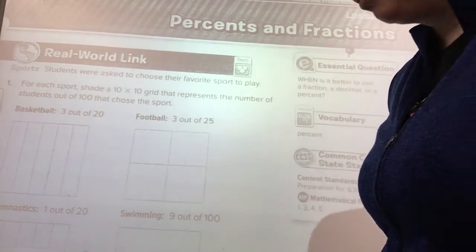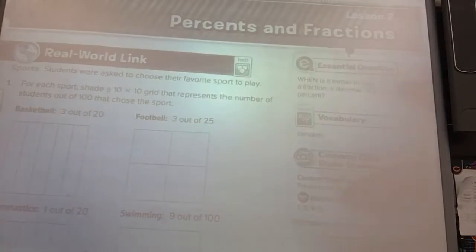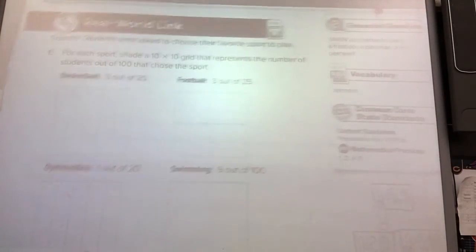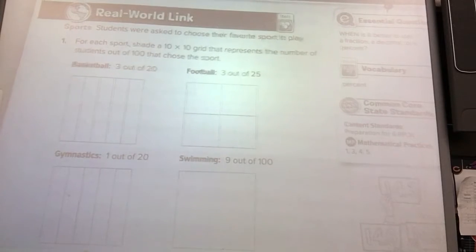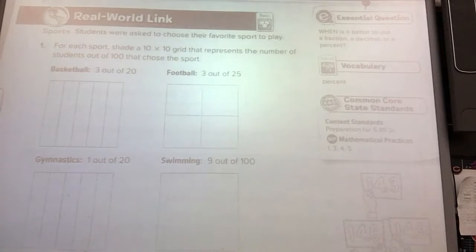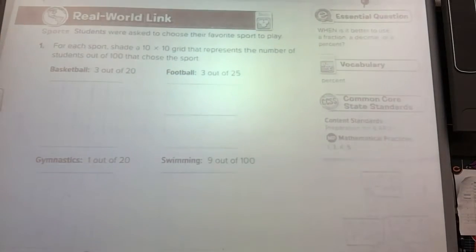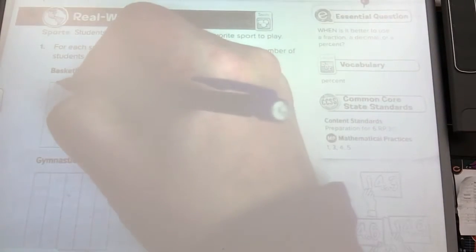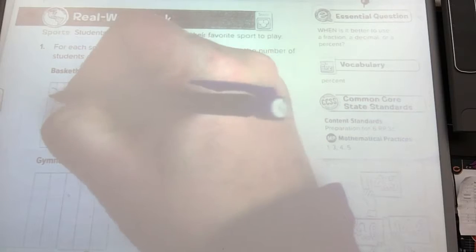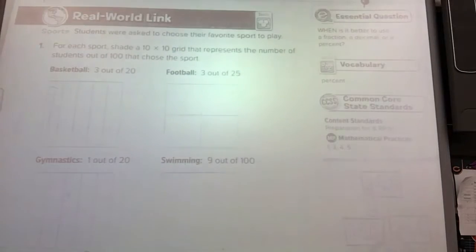We're going to start here with our real world link. It talks about students who are asked to choose their favorite sport to play. It says for each sport, shade a 10 by 10 grid that represents the number of students out of 100 that chose a sport. My lines are not nearly as nice and clean and dark as yours, but if we look here, we've got these straight up and down columns, and there are all these boxes just like yours to make 100.